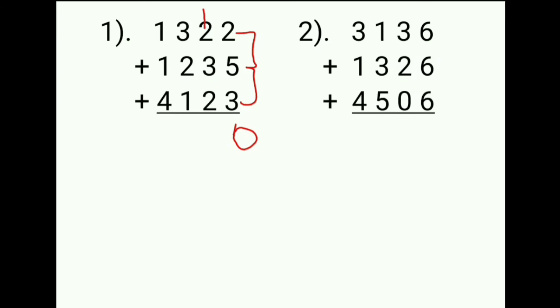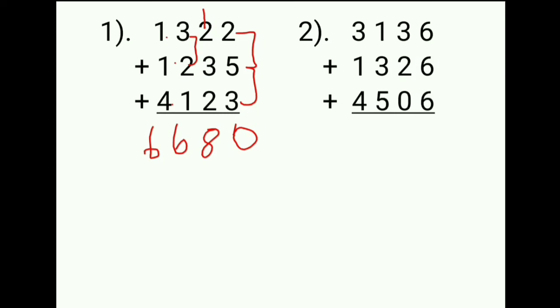Now 2 plus 1 is equal to 3 and 3 plus 3 is equal to 6. 6 plus 2 is equal to 8. Right? Now 3 plus 2 is equal to 5. 5 plus 1 is equal to 6. Then we will shift to the thousands place. 1 plus 1 is equal to 2 and 2 plus 4 is equal to 6. So our answer is 6680.